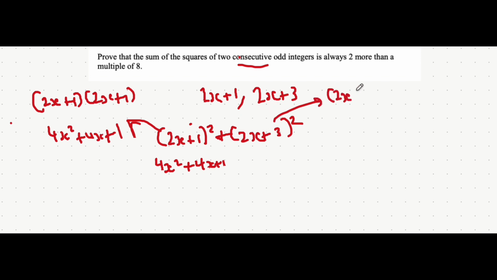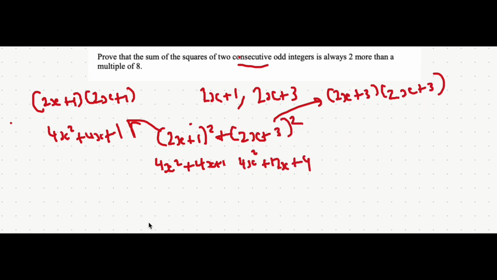So 2x plus 3, all multiplied by 2x plus 3. Once again, 2x times 2x is 4x squared. 2x times 3 is 6x. 3 times 2x is 6x. So those add together to give you 12x. And 3 times 3 is actually just 9. So I'm going to cheat a little bit and just drag all this over, so I don't have to write it out again.